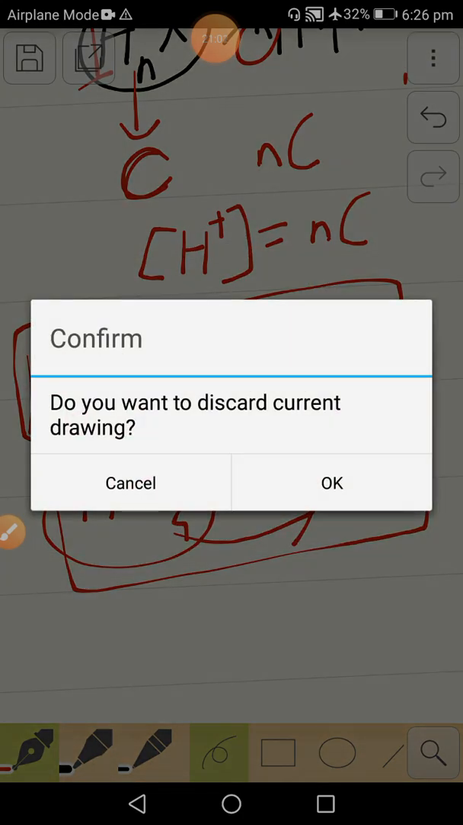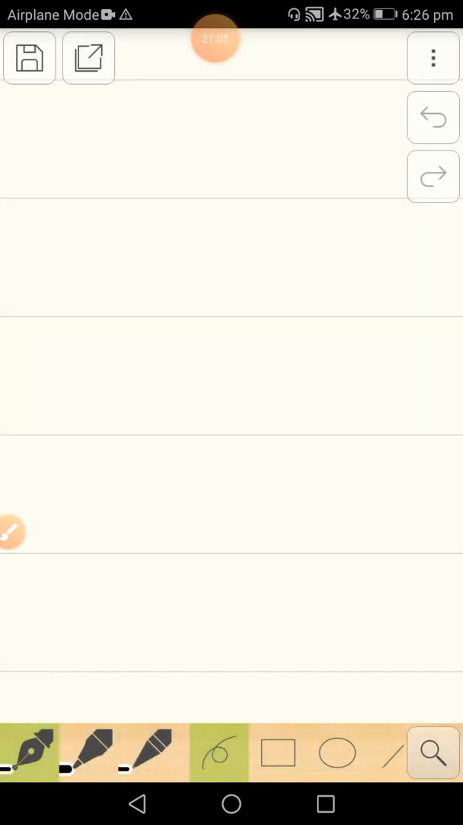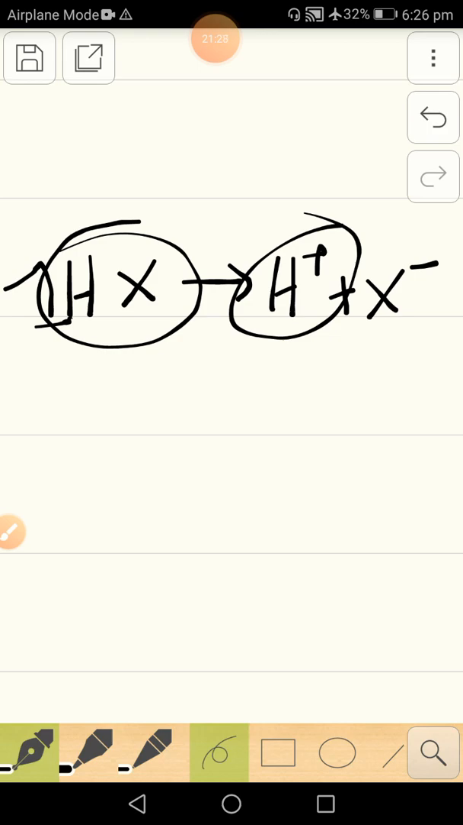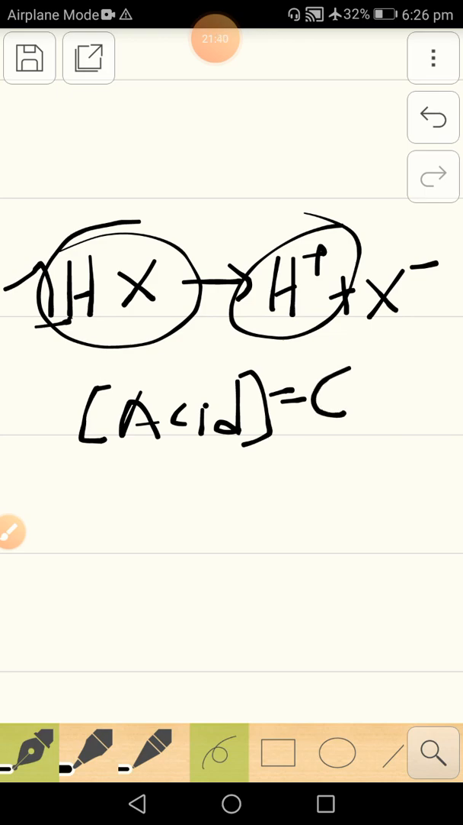Okay, so let's not make it complicated, let's make the situation easier. We are considering a monoprotic acid which dissociates completely into ions producing H plus and X minus. So in case of strong acids, the concentration of acid will be equal to the concentration of hydrogen ions. Okay, so if the concentration of acid is C, then the concentration of H plus would also be C.